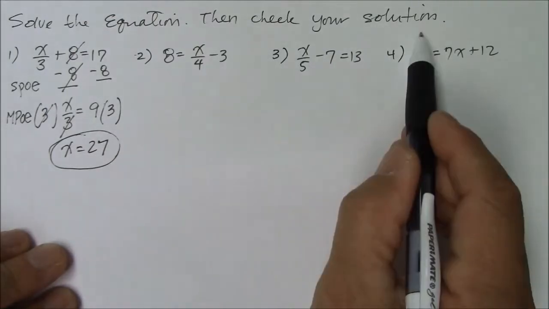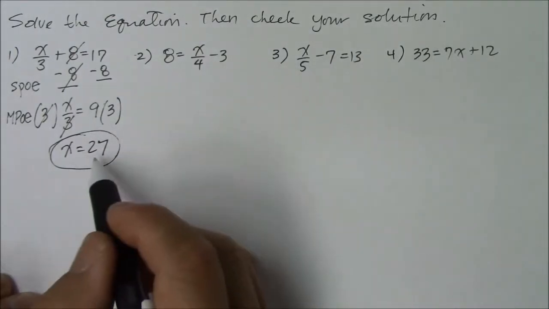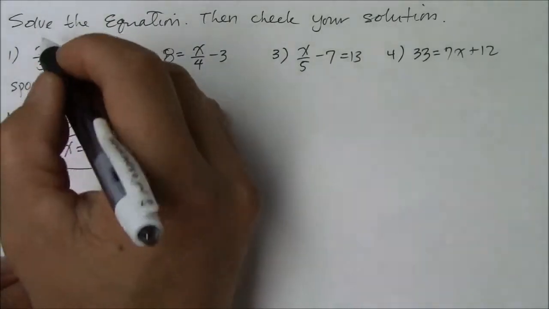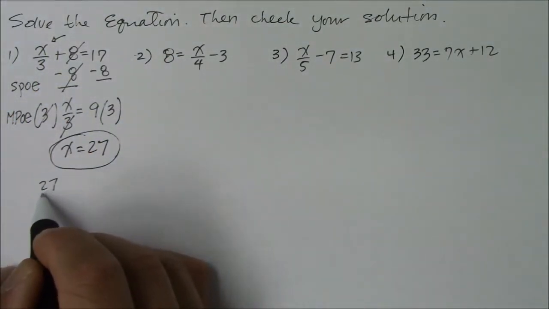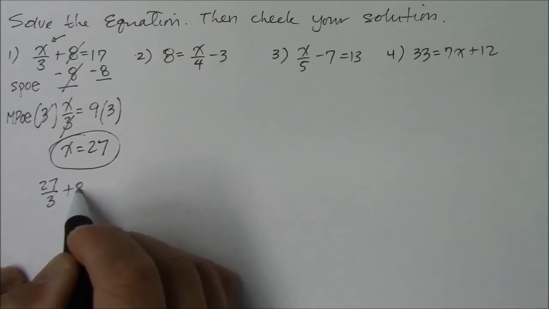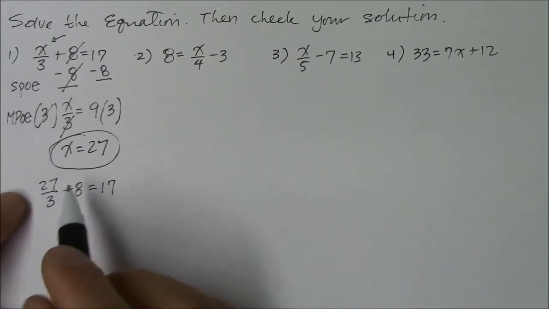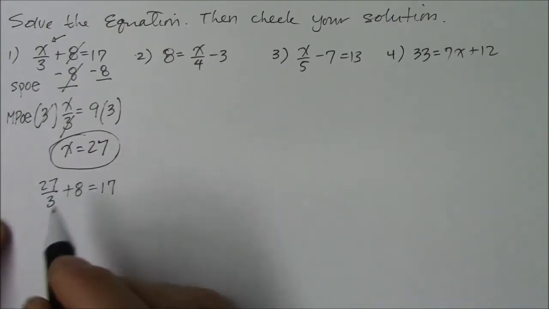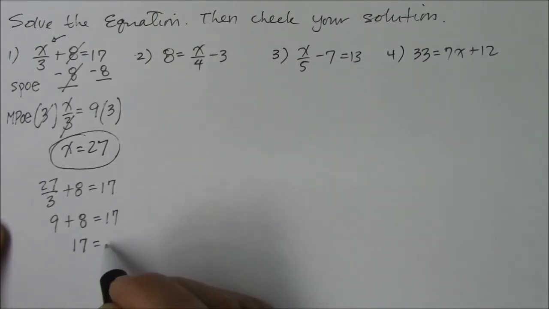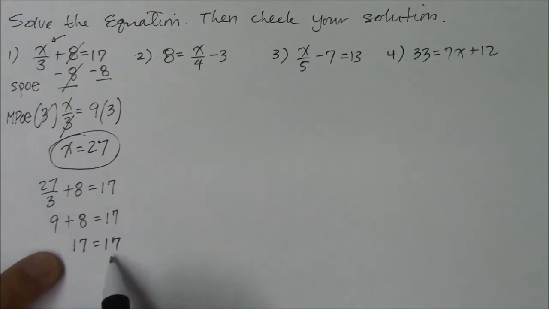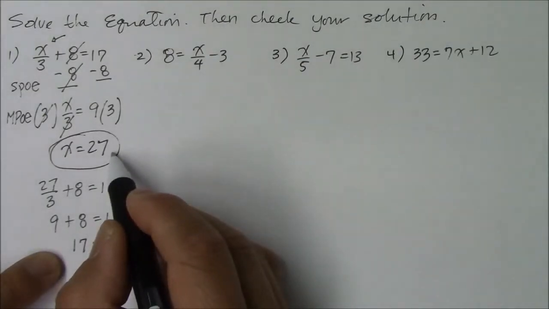But it says to check your solution. So we're going to take that 27, which is x, and substitute it back into the original equation. So we go 27 over 3 plus 8. Does that equal 17? Well, we know 27 divided by 3 is 9, and 9 plus 8 is in fact 17. So when the left and the right side of the equation are equal, that means this is a good answer.